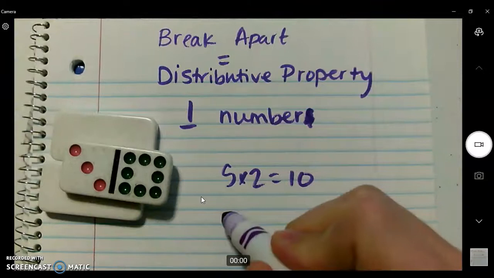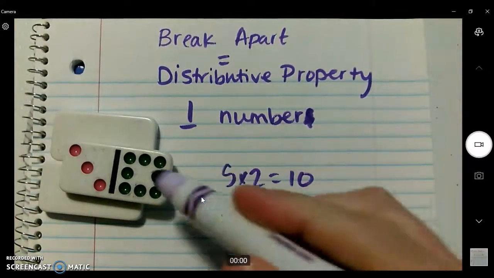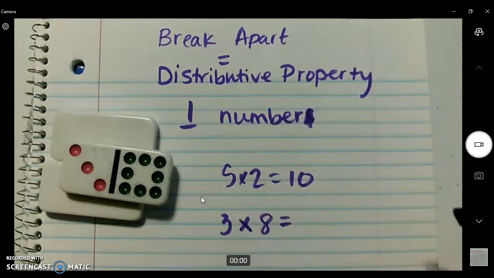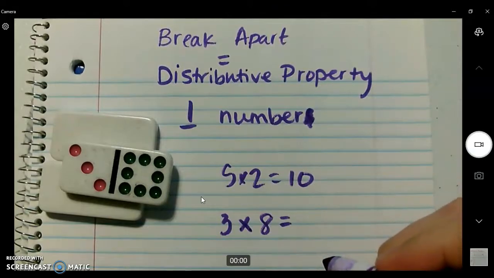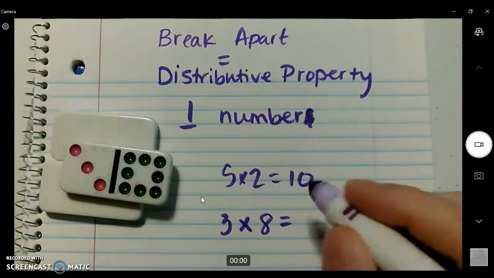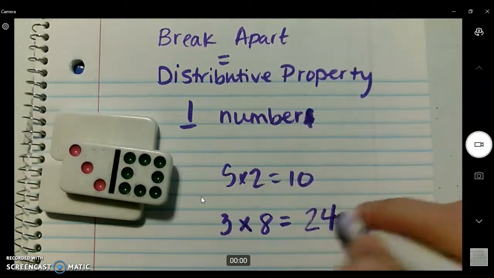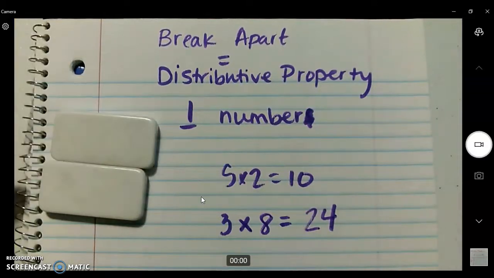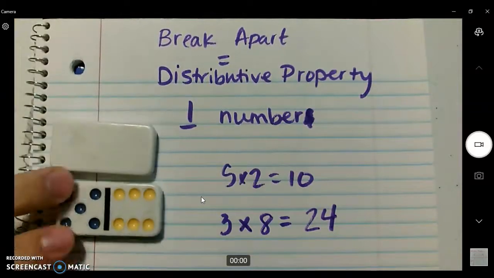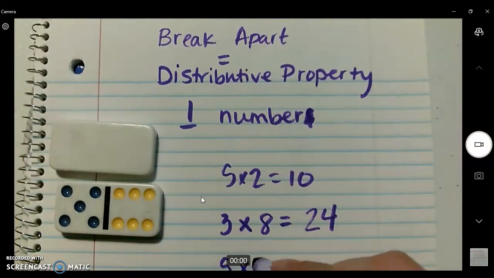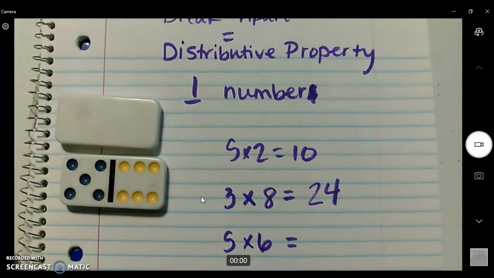Here I have 3 times 8. I already have that one memorized because of the 3 song. 3, 6, 9, 12, 15, 18, 21, 24. 3 times 8 is 24. You can play this game by yourself. You can play it with a parent. Here I have 5 times 6. Well, if I know how to tell time on a clock, I know how to do 5. So 5 times 6 I know equals 30.